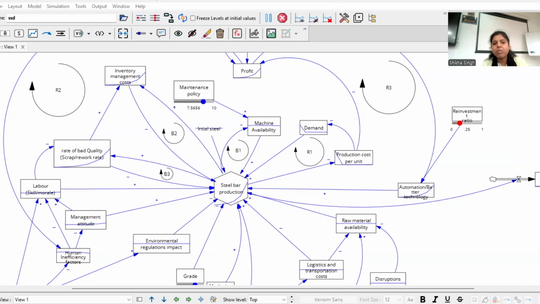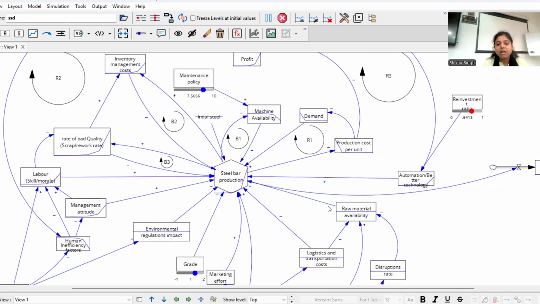Though this is a working model, we will be developing more things with time. So here you see that if I try to change the reinvestment ratio, you see how all these bars or all these graphs are changing. It will help us understand the role of this reinvestment ratio in this whole steel bar production system. I'm changing just one variable and trying to analyze its impact on all the other variables.